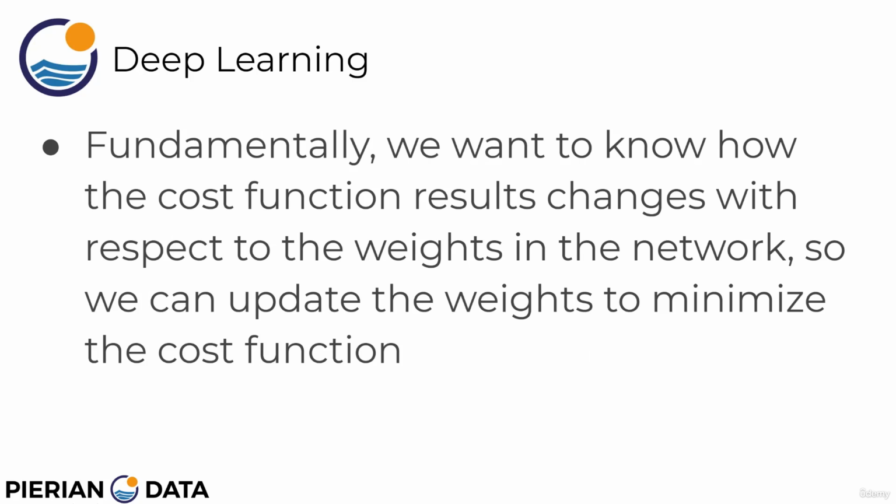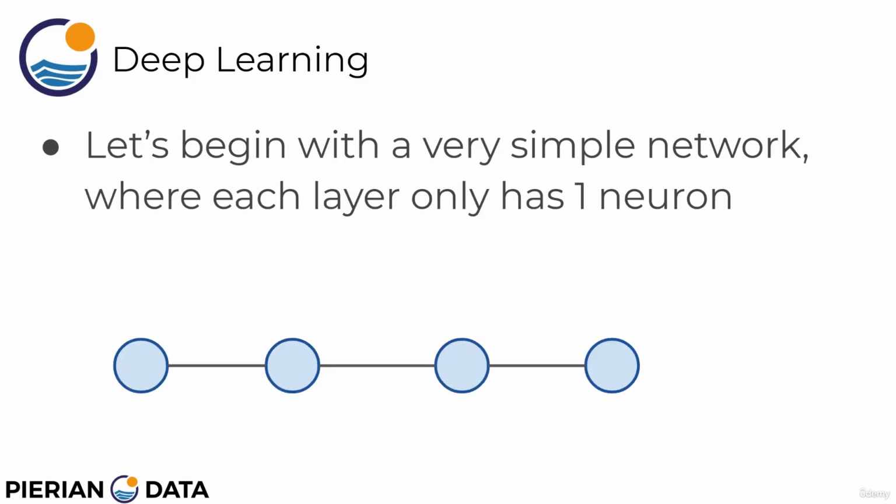So, fundamentally, we want to know how the cost function results change with respect to the weights in the network. That way we can update the weights to minimize the cost function. And we already talked a little bit about that when talking about things like gradient descent and how it approaches the cost function. So let's go ahead and begin with a very simple network in order to understand backpropagation.